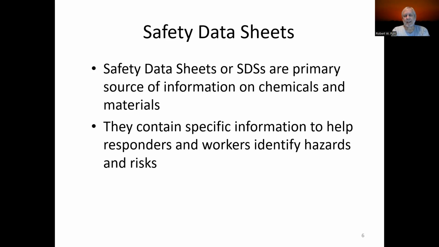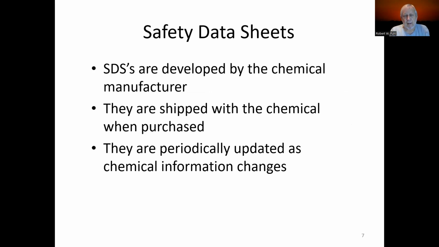Safety data sheets, or SDSs, are primary sources of information on chemicals and materials. They contain specific information to help responders and workers identify hazards and risks. They also contain a lot of information that's kind of like CYA for the company, and they will just say anything there. You'll notice every time it says disposal, it always says disposal in accordance with state, federal, and local regulations. Well, that really doesn't tell you anything, does it? So, SDSs are developed by the chemical manufacturer. They are shipped with the chemical when purchased. They are periodically updated as chemical information changes.